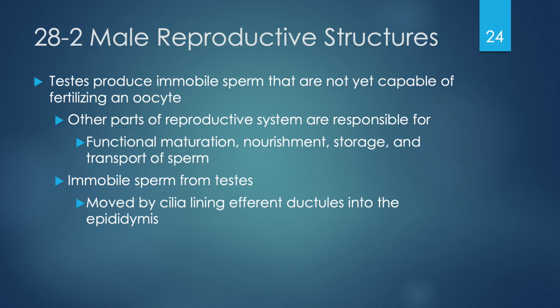Therefore, we have other parts of our reproductive system that chime in and help support the sperm so that they can actually fertilize an oocyte. There are other parts of our reproductive system that help them mature functionally, nurse the sperm on their way, hold them in storage until they're ready, and then transport them at the appropriate time. The immobile sperm that come from the testes are going to be moved by cilia, which will help to wave them along in a pattern along those efferent ductules into the epididymis.